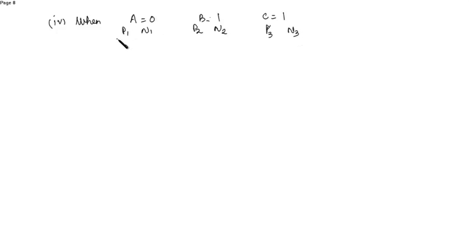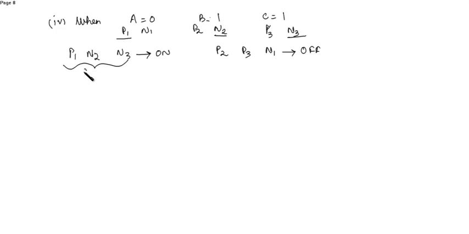When A is 0, P1 will turn on. When B is 1, N2 will turn on. And when C is 1, N3 will turn on. So P1, N2 and N3, they will turn on. P2, P3 and N1, they will turn off. So this is represented by short circuit, and this by open circuit.